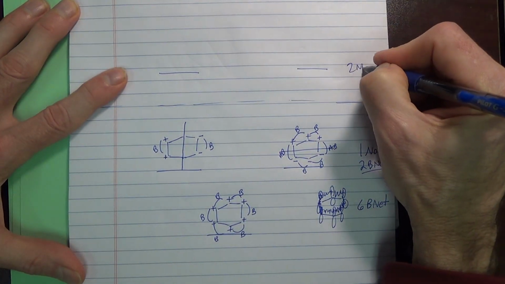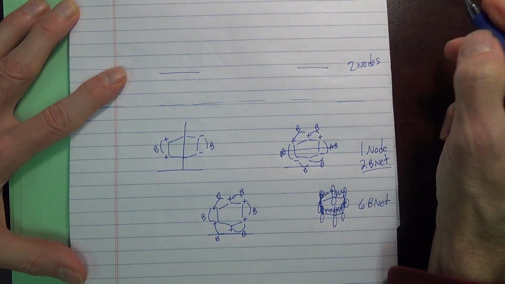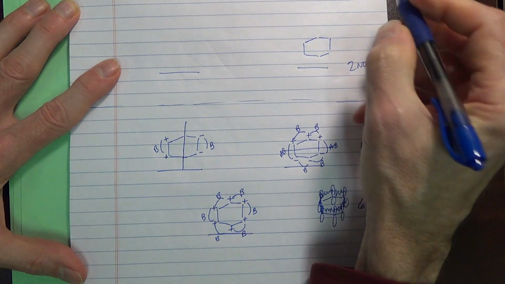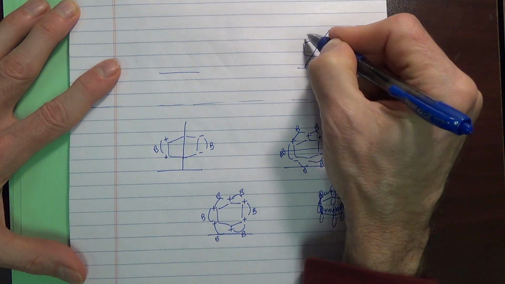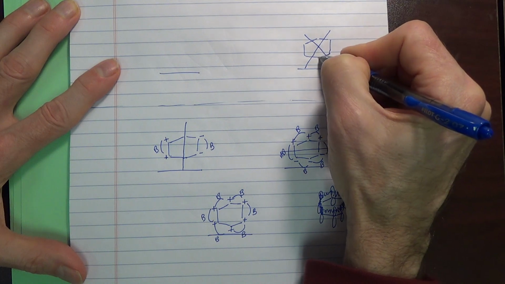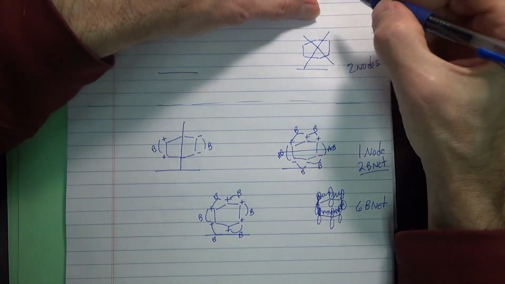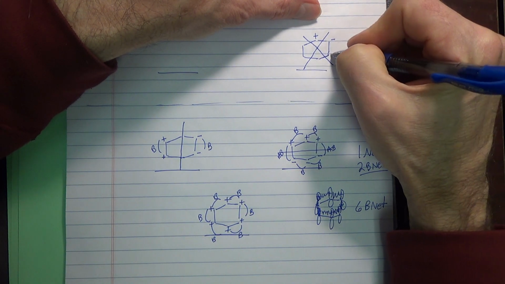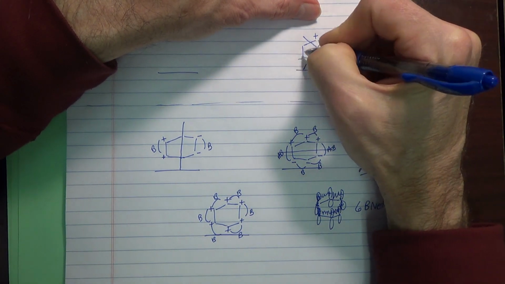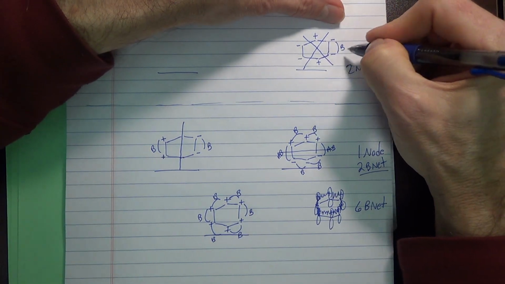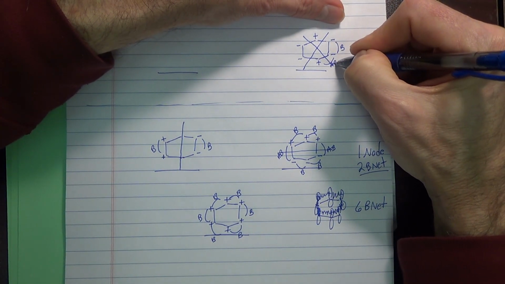This will have 2 nodes. And let's see if we can identify 2 nodes. We can come through here and here. That's not coming through any nuclei. If we make this positive, negative, negative, positive, negative, negative. We have a bonding interaction. We have an anti-bonding interaction.